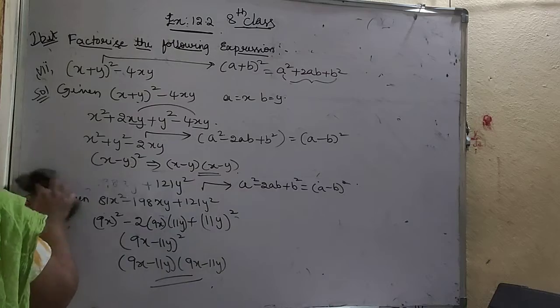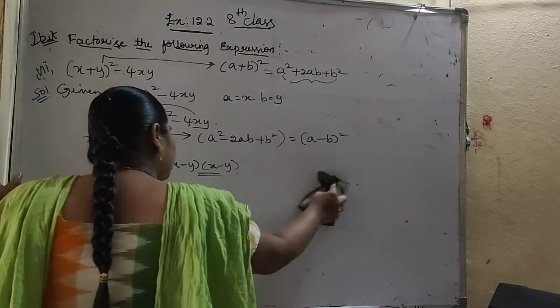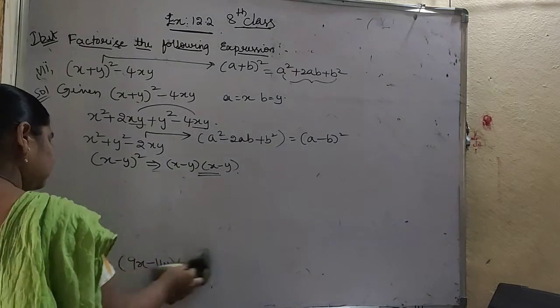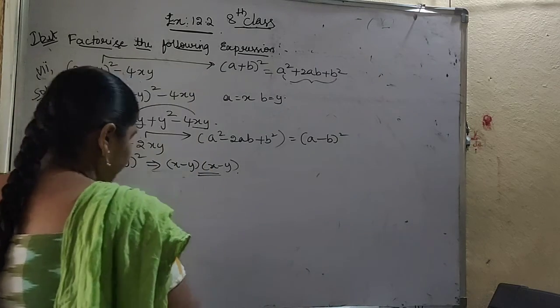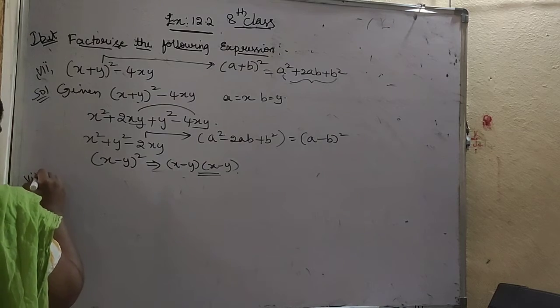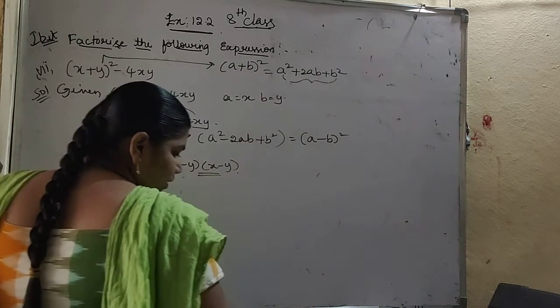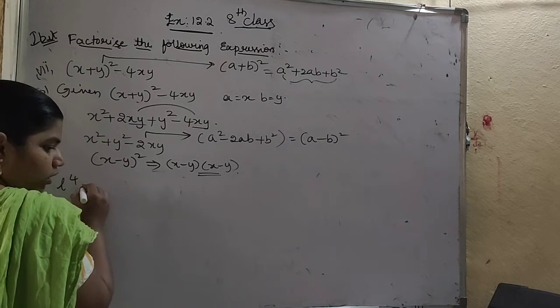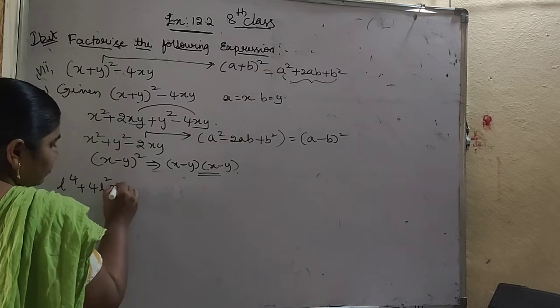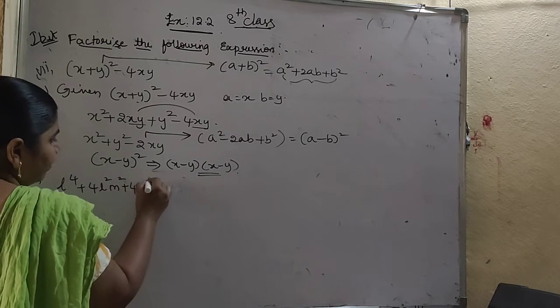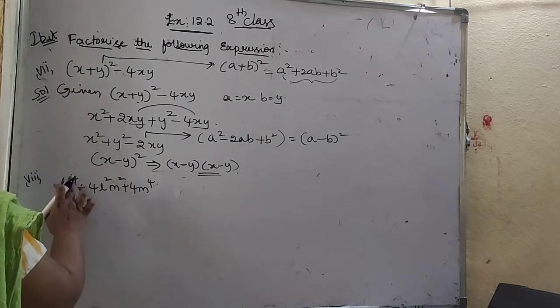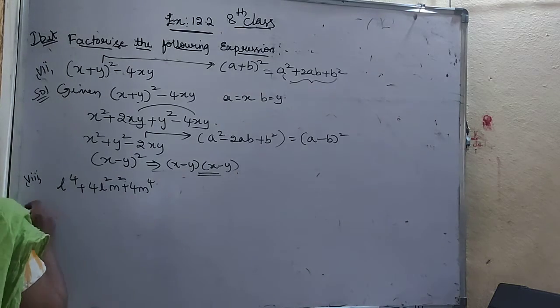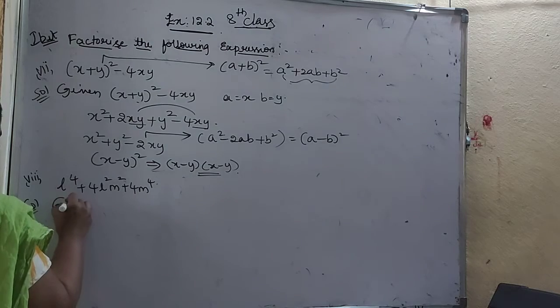Last one, the 8th solution in this bit. So the 8th one here is L power 4 plus 4 L square M square plus 4 M power 4. Okay, so L power 4 plus 4 L square M square plus 4 M power 4. So now the powers are in the form of 4th power. So how to split that we will see.